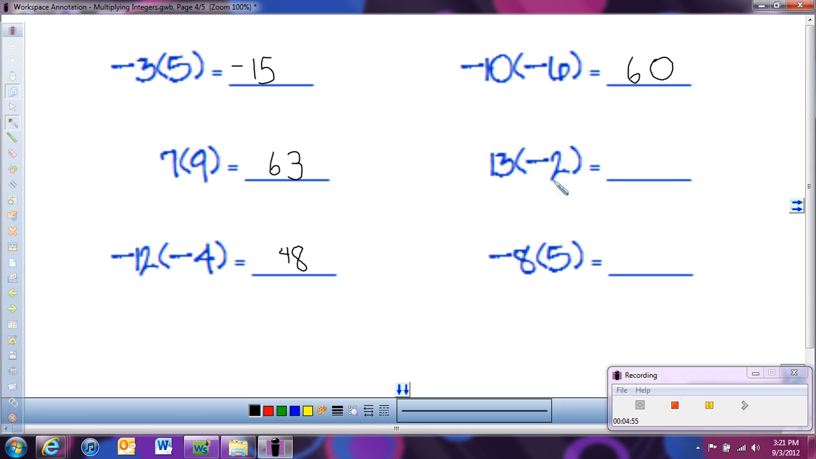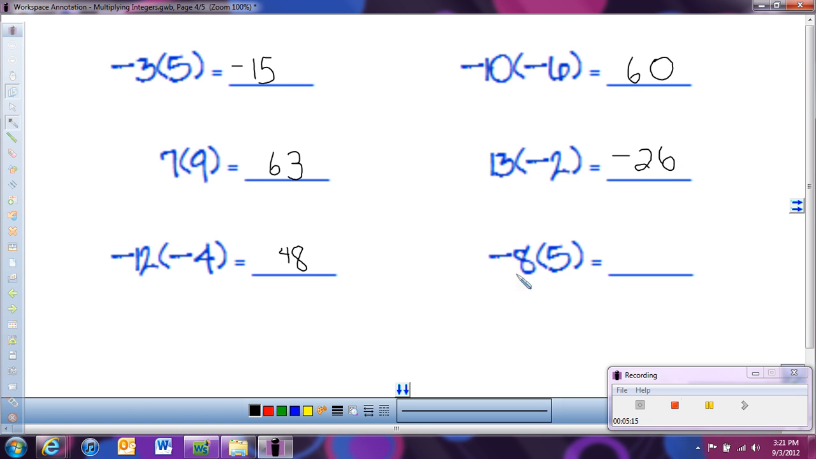This next one down here, 3 times negative 2. We have one negative and one positive. It doesn't matter which one is first, which one is second, but there's one negative number. And when one is negative, it pulls everybody negative, so our answer is going to be negative. And 3 times 2 is 6.